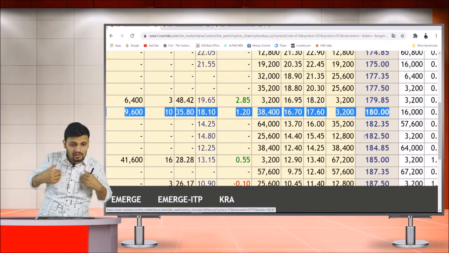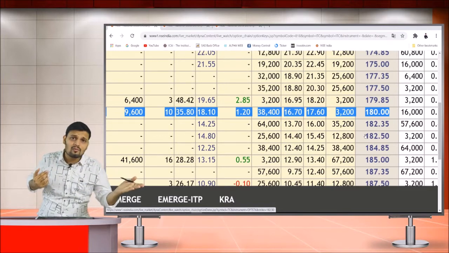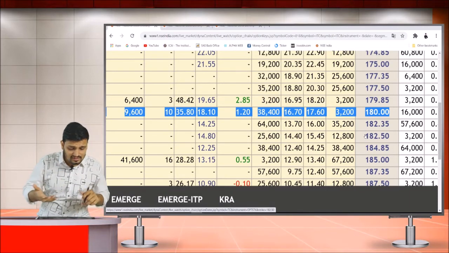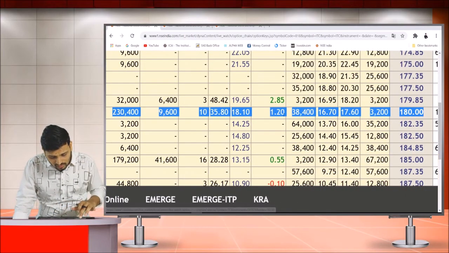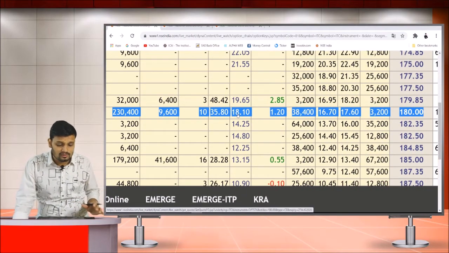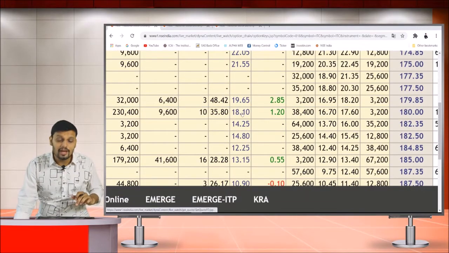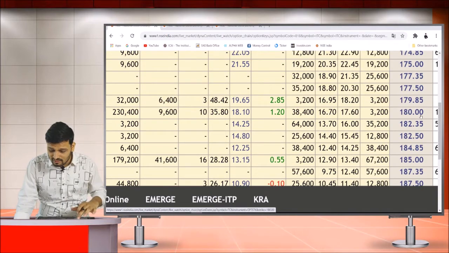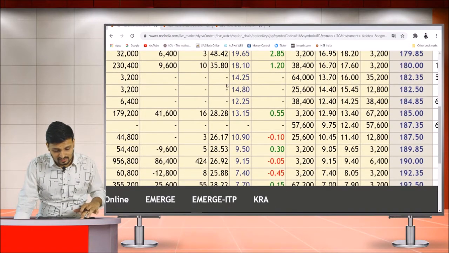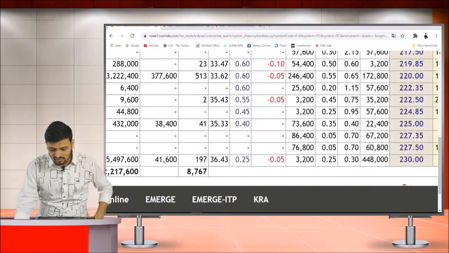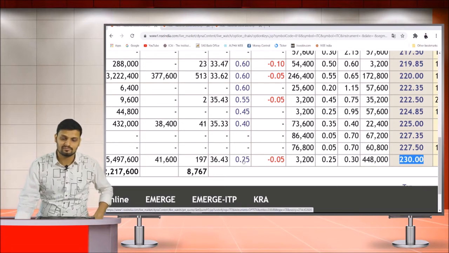A seller of a call option will have to sell to you at 180 no matter what the price is on 27th of August. He is at a huge disadvantage. So obviously he will charge more premium from you. Here the premium is 18.10. And as the strike price increases, you might see that the premium decreases, and for a strike price of 230, the premium payable is only 0.25.